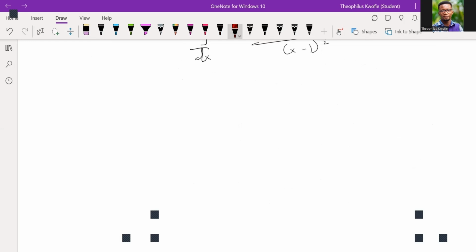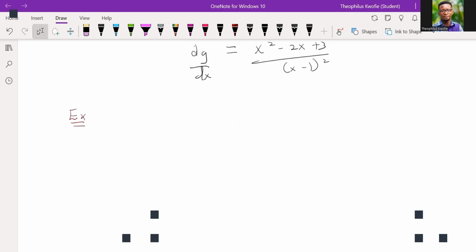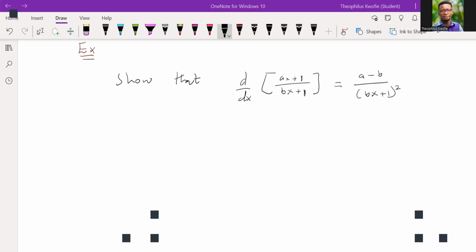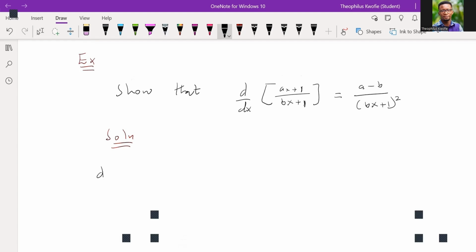So that is it. Let me give you this problem to solve. If I ask you to show that when we find the derivative of such a quotient, let me take my time and write the function well. All right, so we want to show that the derivative of such a quotient is this result. How do we show this? By following the same rule, we should be able to solve this problem. We can assume that this is our n and the whole of this is our d. By applying the same principle, we keep the denominator, and the denominator in this case is x plus 1.